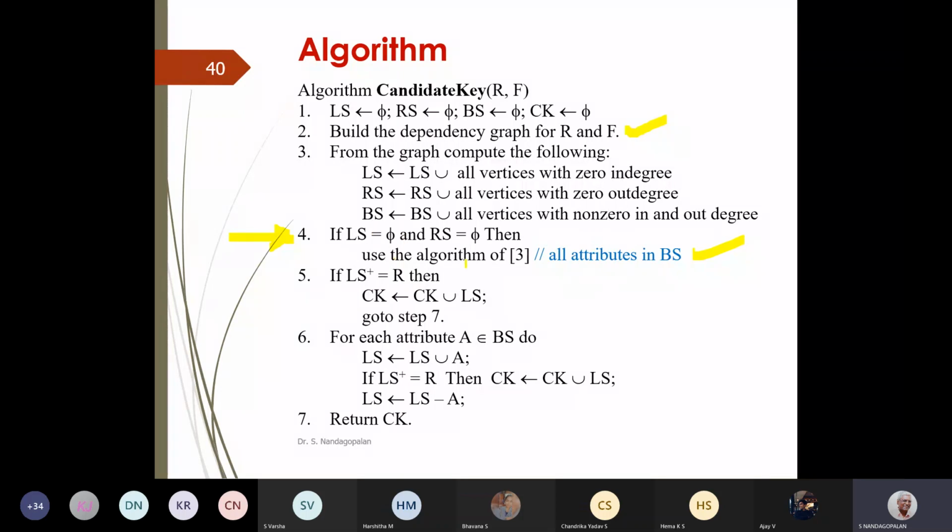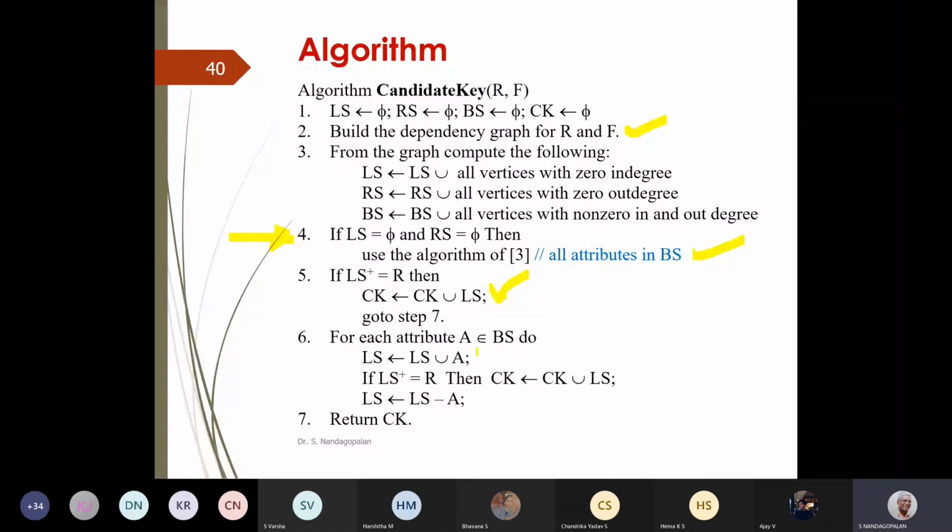Else, assume that this is not the case. We may get some attributes in left hand side or right hand side or both. So in case this is not true, which means we have some attributes in left hand side, find its attribute closure and see whether it includes all the attributes in R, which means that has to be the candidate key. Then job is done. But supposing if it doesn't include all attributes, then you come to step 6.